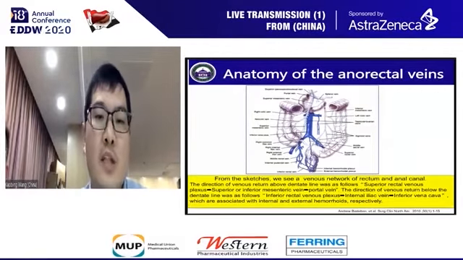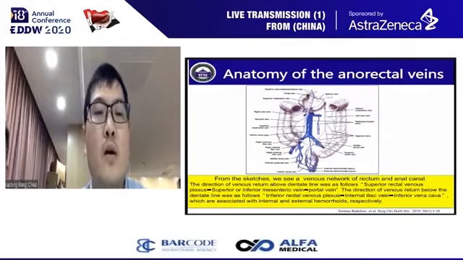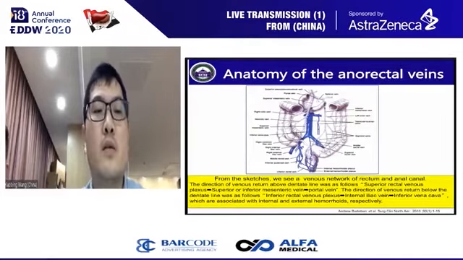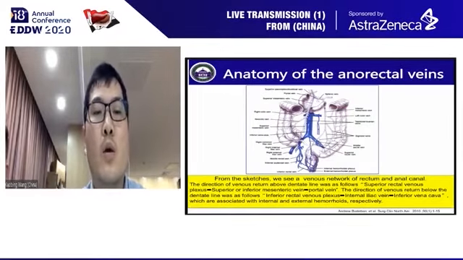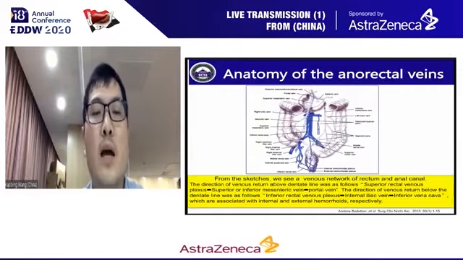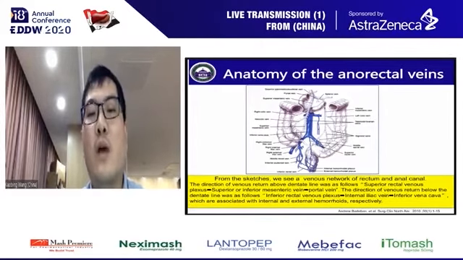From the sketches, we can see a venous network of rectum and anal canal. The direction of venous return above the dentate line was as follows: from superior rectal venous plexus to superior or inferior mesenteric vein and to portal vein. The direction of venous return below the dentate line was as follows: from inferior rectal venous plexus to internal iliac vein and to inferior vena cava, which are associated with internal and external hemorrhoids, respectively.